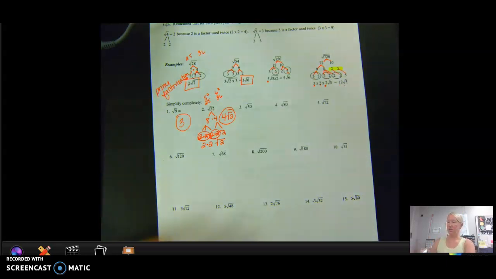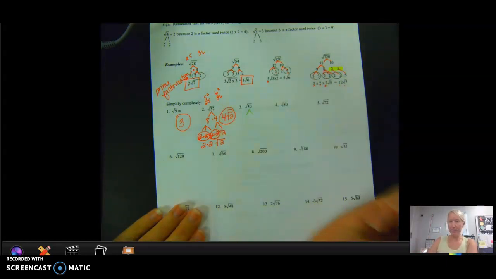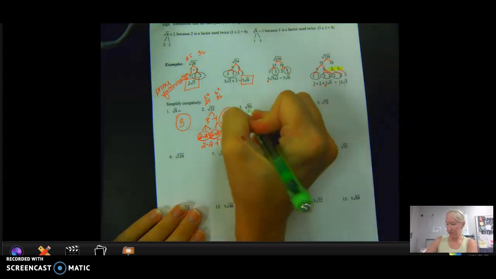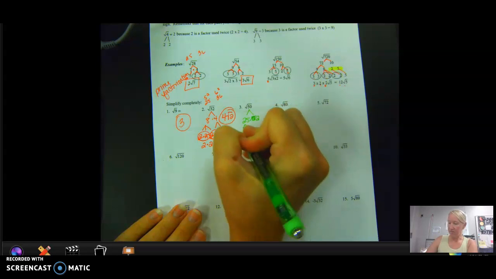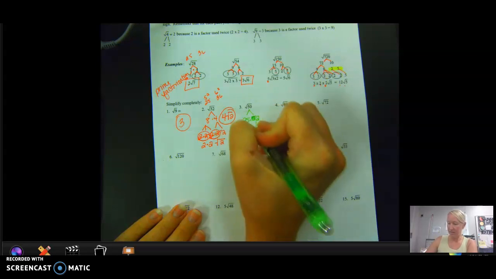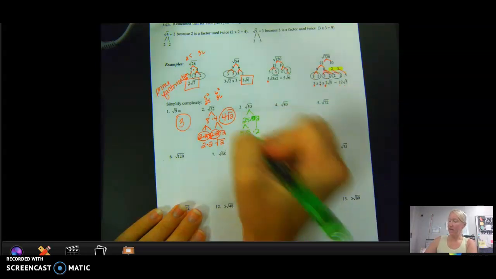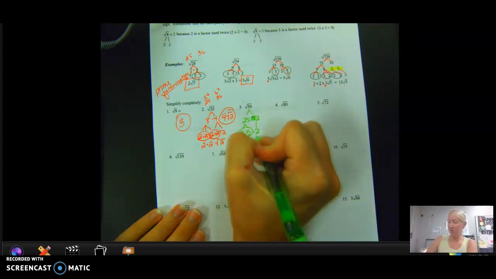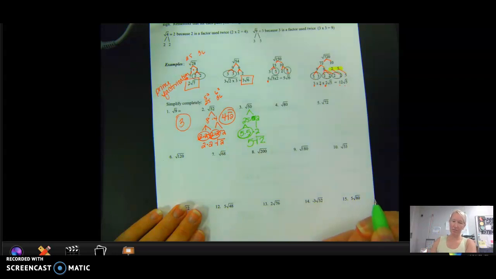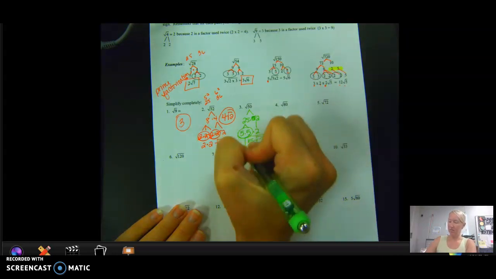All right, let's try 50. Break it down. 25 times 2. Not times 5, but times 2. 5 times 5 is 25, so I'm going to break that down. Bring down my 2. I have a pair of 5s, so I'm going to circle those 5s. A 5 is going to come out. Square root of 2 stays under. That is your final answer.